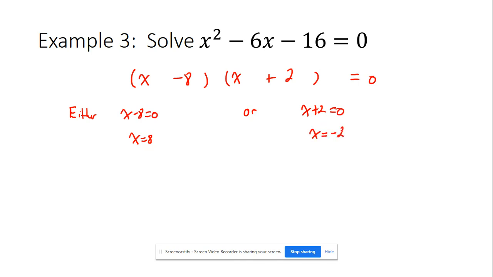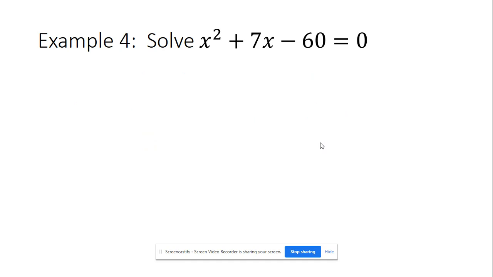Okay, so we want to be able to factor this, and the zero product property says if something times something equals 0, then one of the somethings must equal 0. So then either x minus 8 equals 0, so x equals 8 is one solution, or x plus 2 is 0, and x equals negative 2 is the other solution.